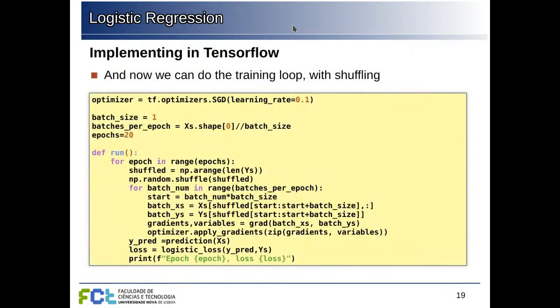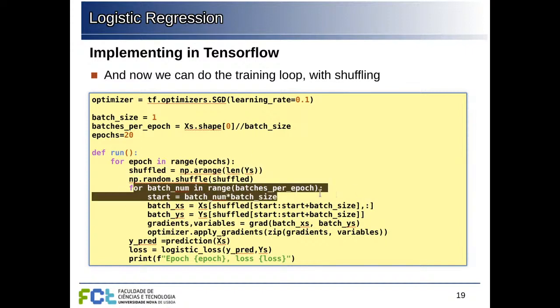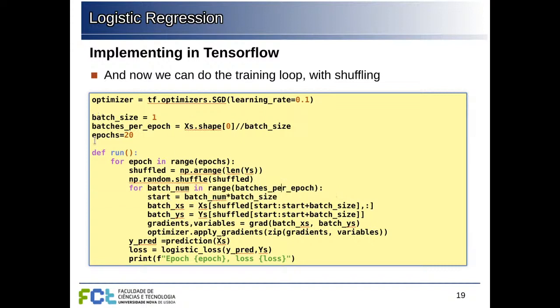So this is now how we can do the loop for training. So for each epoch in the number of epochs that we want, for example 20 in this case, we're going to shuffle all the data and then run through the batches that we want. So the number of batches per epoch will be the number of points we have in our data set divided by the batch size. In this case, I'm using a batch size of 1. This means that I'm presenting one example at a time, but we can change this and you can experiment with different values.